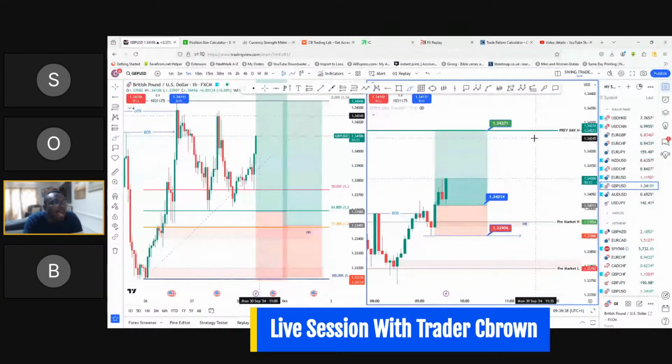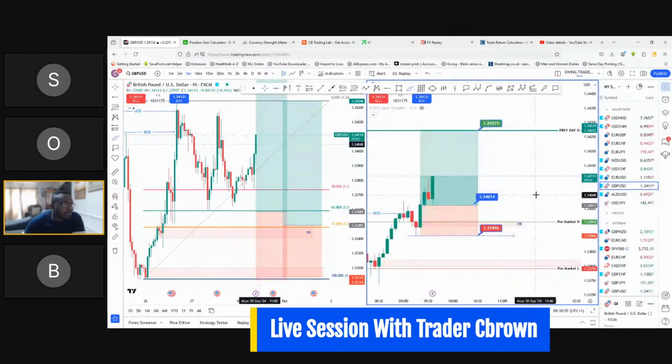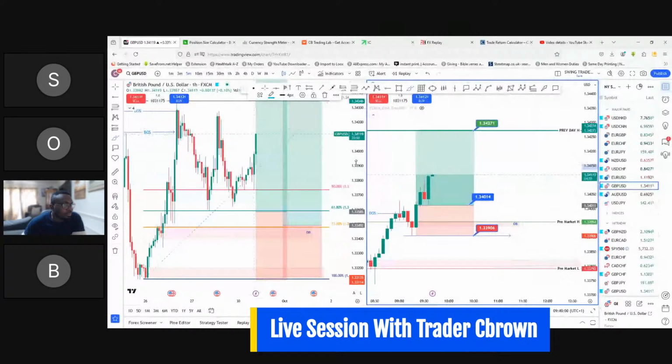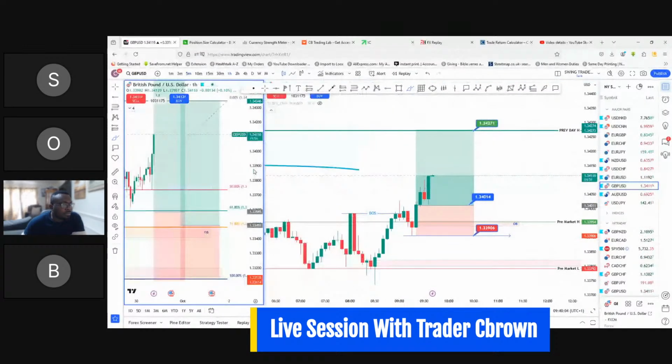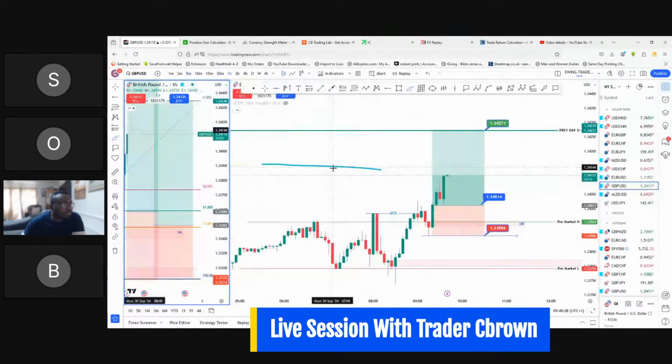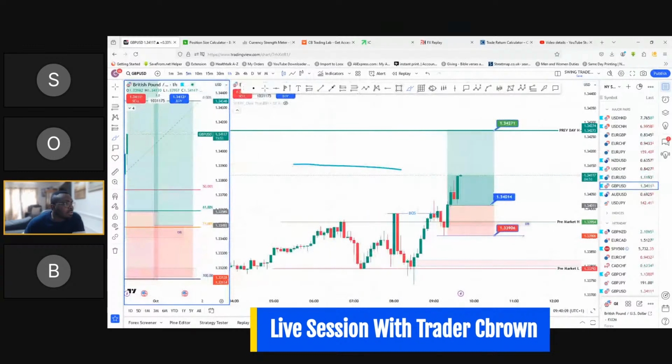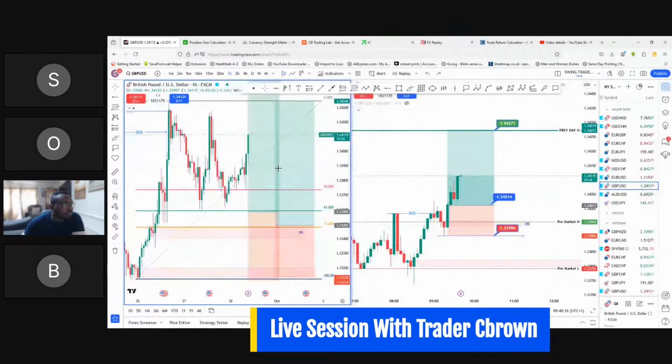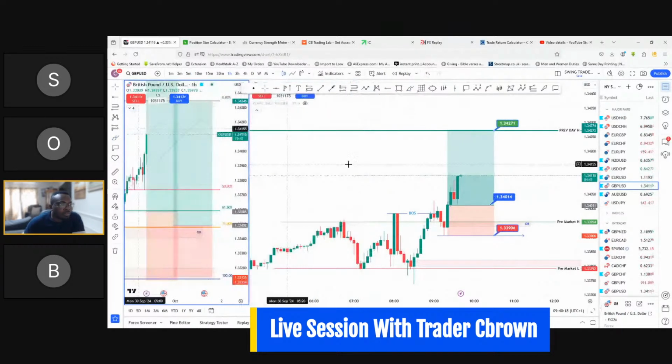Wow, that's a good one. That candle closed above the previous high. Lovely. If it closed above the previous high, that is lovely. Can you see that, guys? That's lovely. Brilliant. That is brilliant.